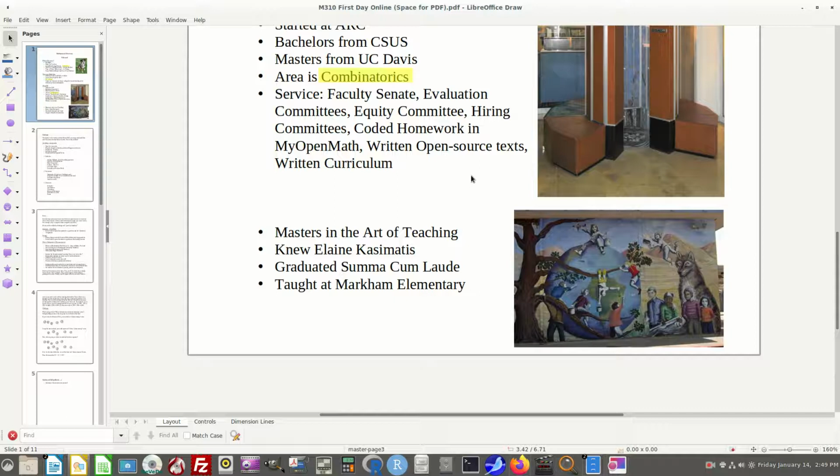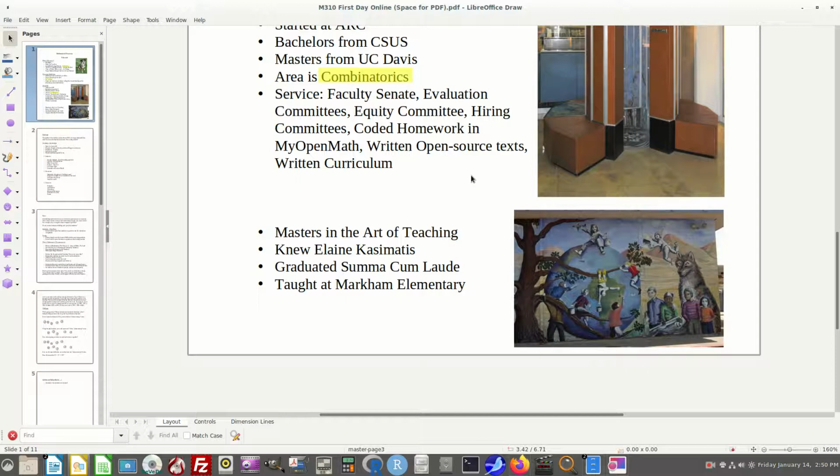I have a master's in the art of teaching, an MAT from UC Davis. I knew Elaine Casamatis. She is the professor, now passed, at CSU Sacramento, who created this course. So we actually teach the same course here at American River College that is taught at CSU Sacramento. So I knew her. I actually took a course with her, an individualized study class in networks.